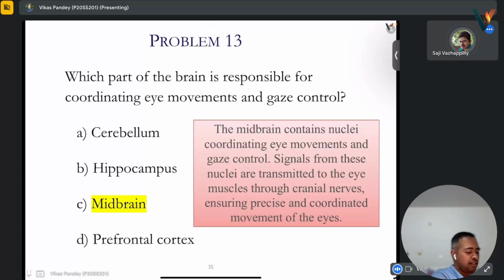Yes, sir. I am understanding my question only. Couldn't the midbrain contain nuclei coordinating eye movements and gaze control? Is this the same? That may be in the thalamus? Cranial nerves, ensuring this.